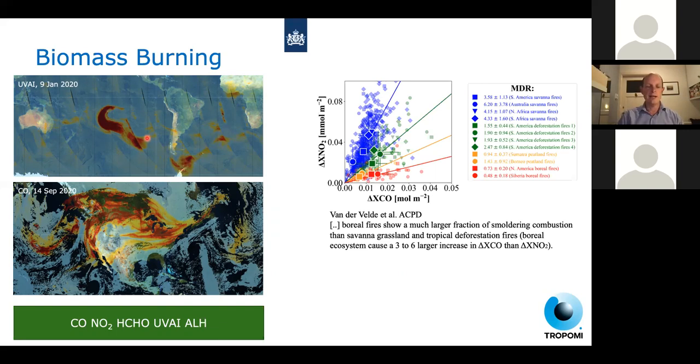So this was really a big event, of course a tragedy for many people living in Australia, but it also had big implications for the atmospheric composition of the southern hemisphere. Then in the bottom plot, you see CO on the 14th of September. You see a very, very big plume coming from the North American West Coast fires, going all the way over Canada, and causing air quality problems for a large part of the North American continent. So really big things to follow, and also to keep in mind that these might be occurring more often due to climate change.